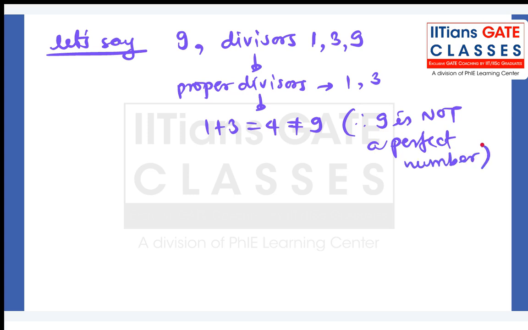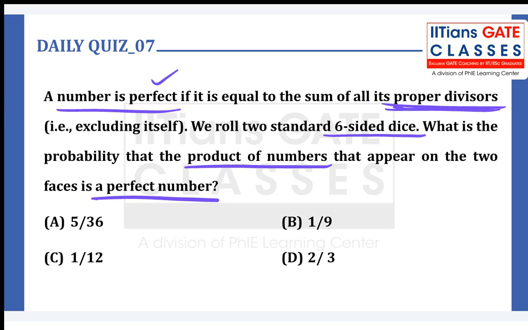Okay. So perfect number means this: if you take the sum of all the proper divisors, meaning divisors excluding the number itself, then the sum has to be equal to the number itself.